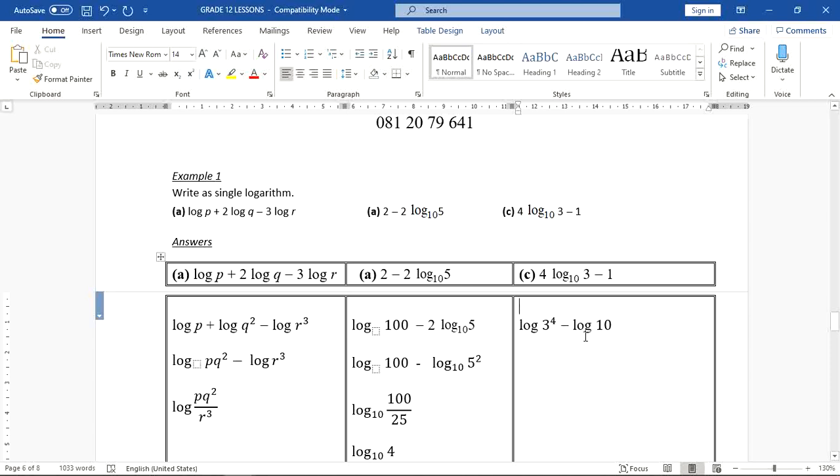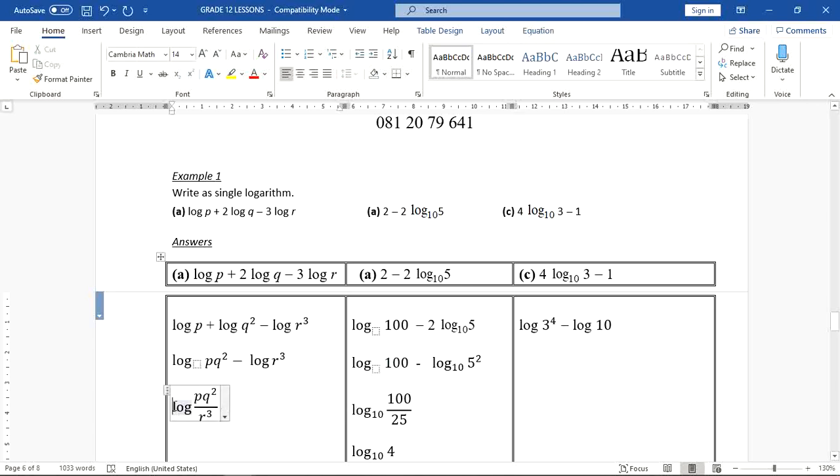All right, so now what did I do? I've converted the 1 to log 10, and then I've written the first term using the power law. So it's log 3 exponent 4 base 10. So what I need to do next, I should now apply the quotient law. If you are subtracting, you divide these two numbers. So I'm going to apply the quotient law.